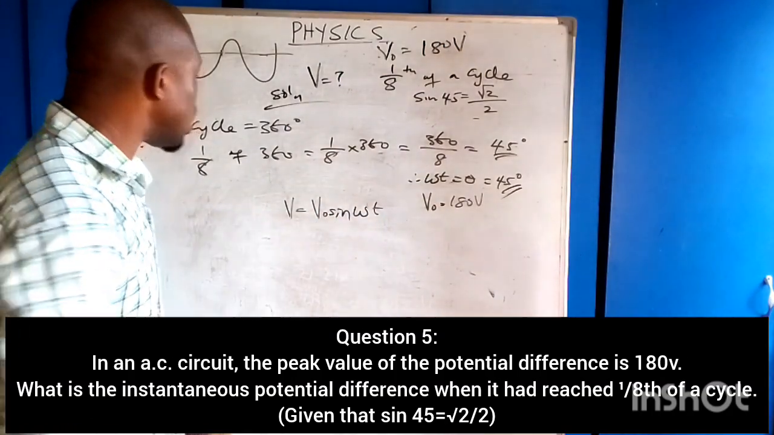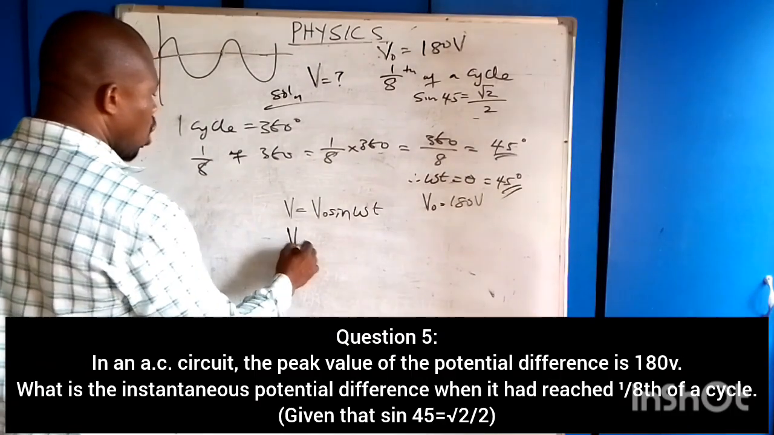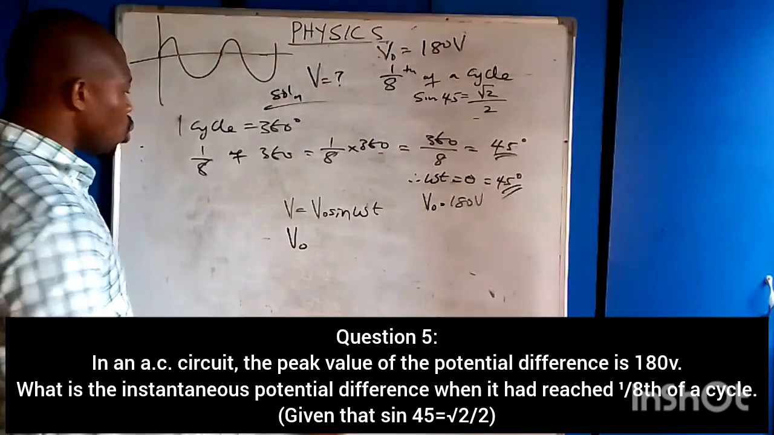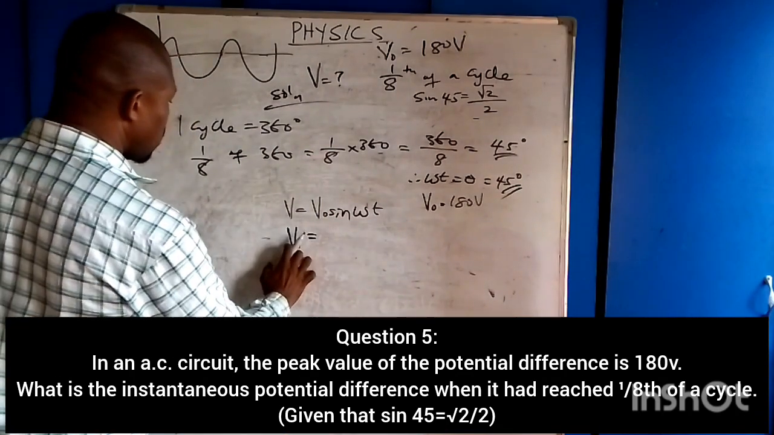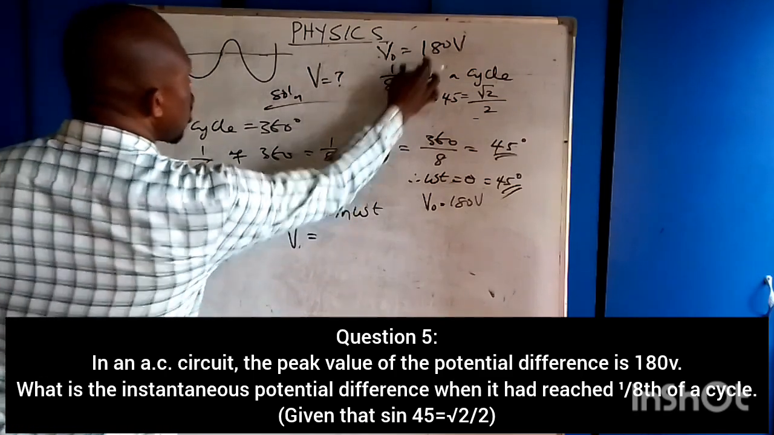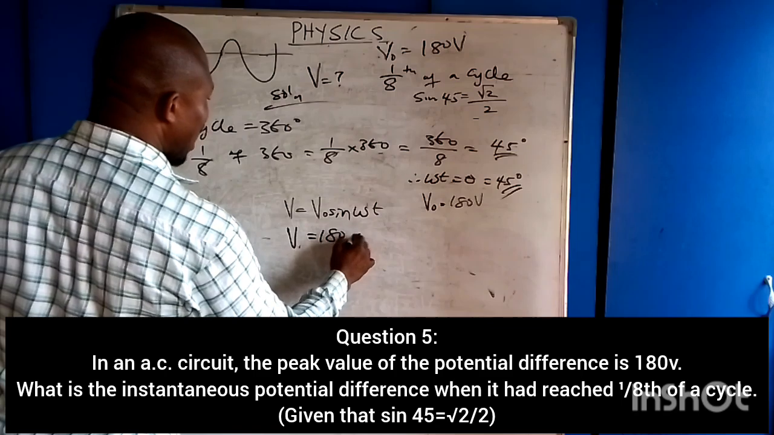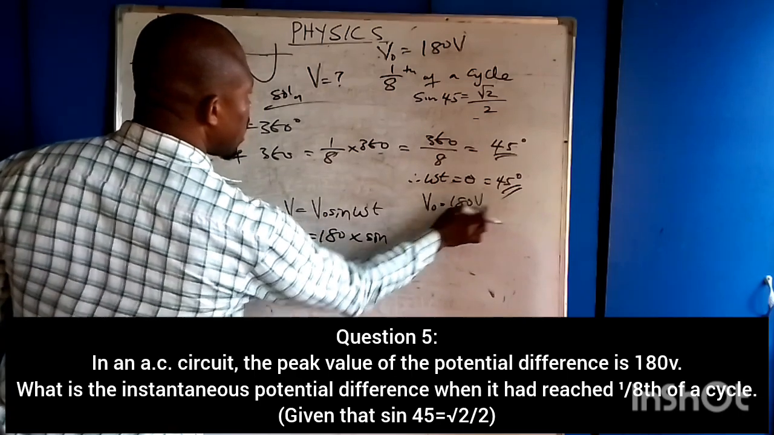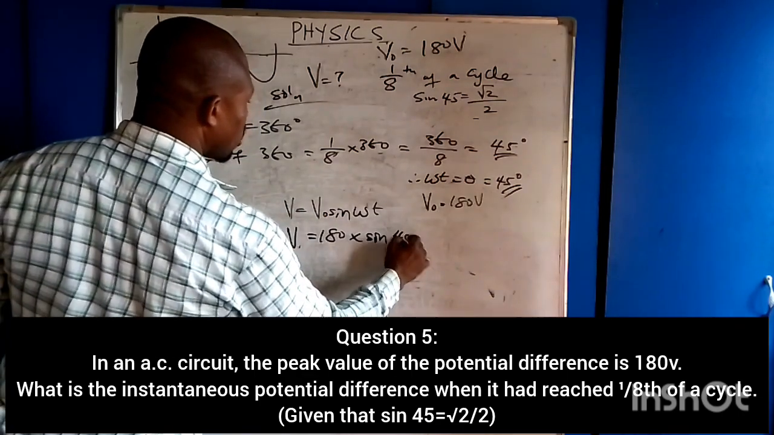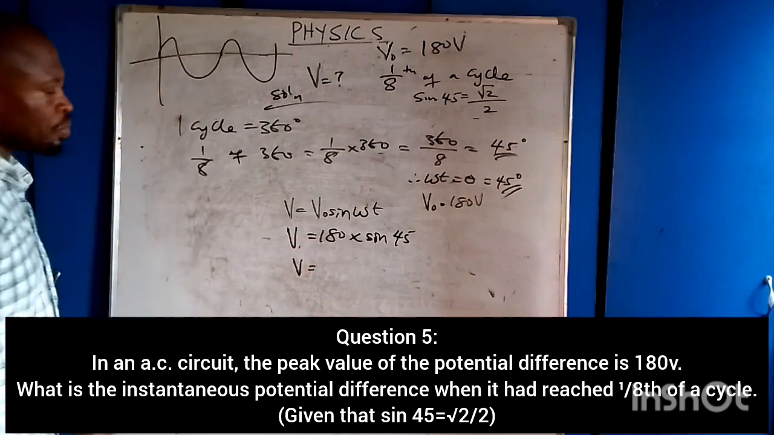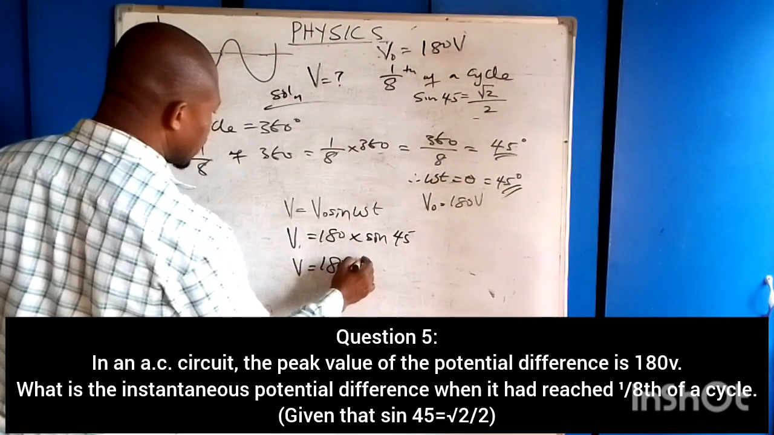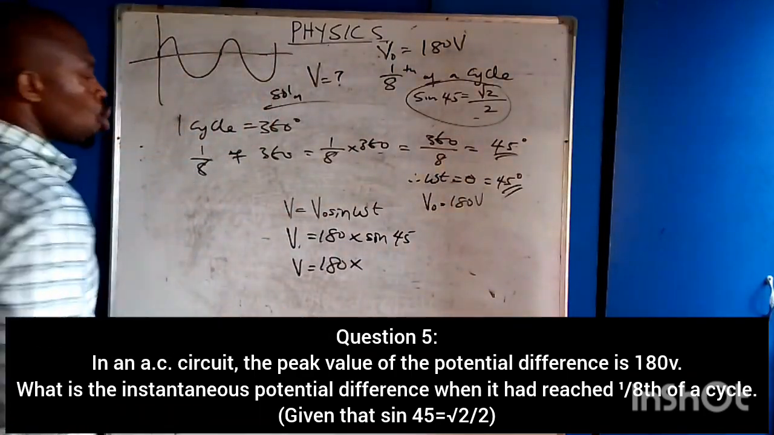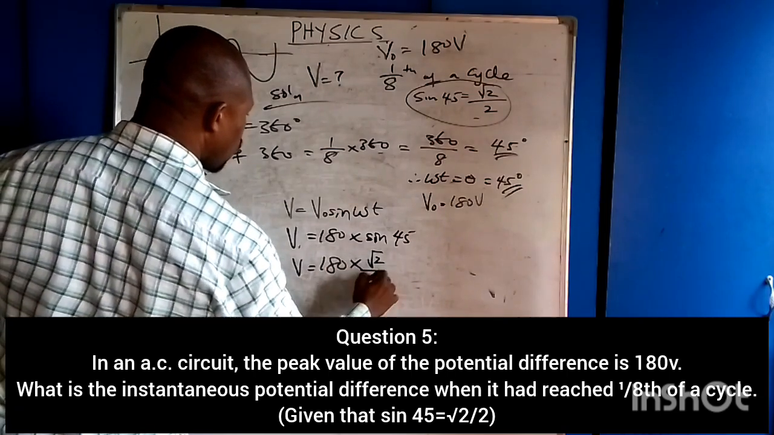So having gotten this and this, we now say that the instantaneous voltage, please do not confuse instantaneous voltage with the root mean square voltage. We now have that the instantaneous voltage V is equal to V naught, 180, times sine omega t. Omega t here is 45, sine 45, so V is equal to 180 times sine 45, given to us as root 2 over 2.